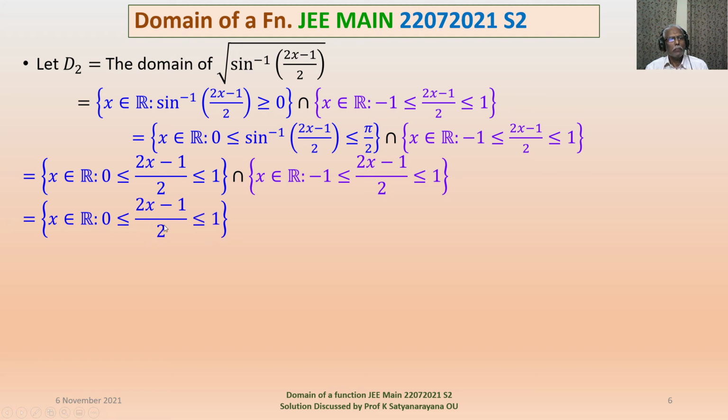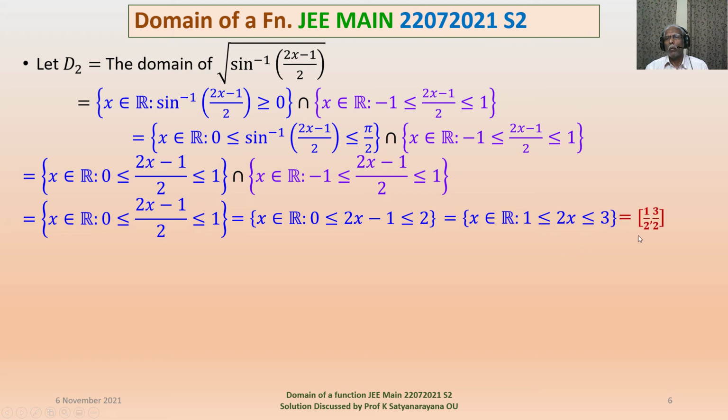Now multiply throughout by 2. The inequality is not disturbed because 2 is greater than 0. And add 1 throughout, we get 1 less than or equal to 2x less than or equal to 3, and divide throughout by 2, and that will be the closed and bounded interval 1 by 2 to 3 by 2.